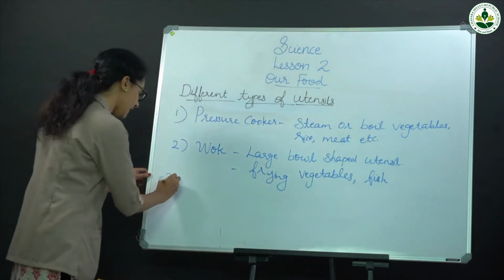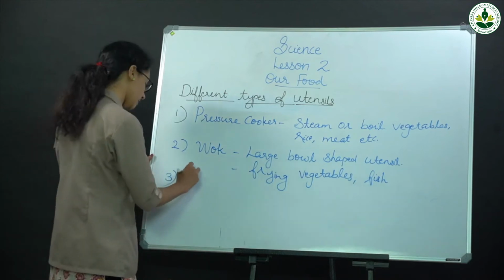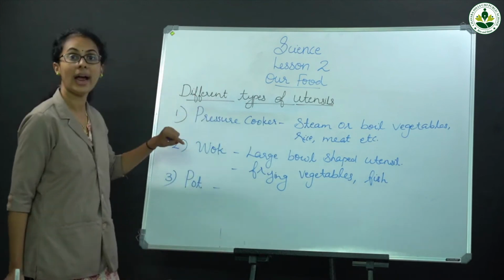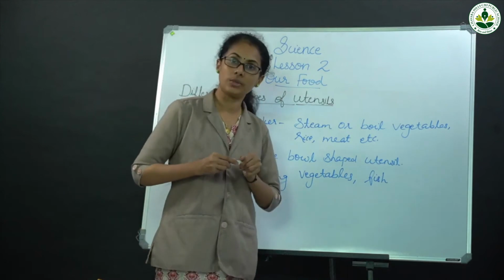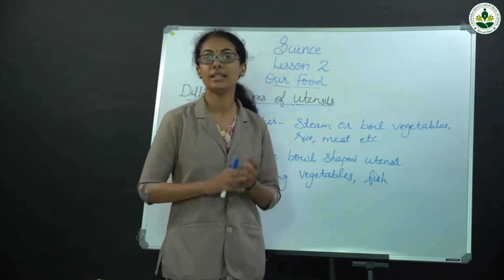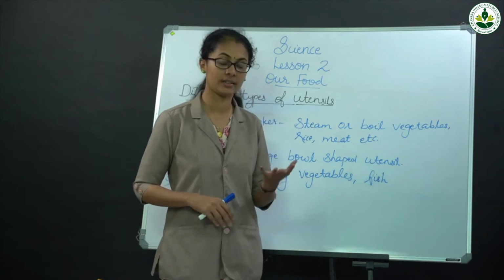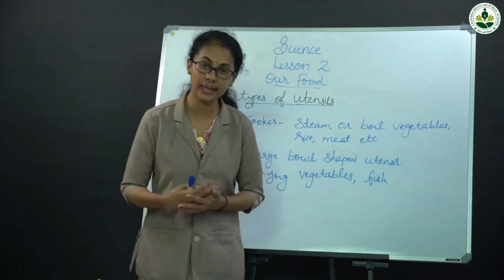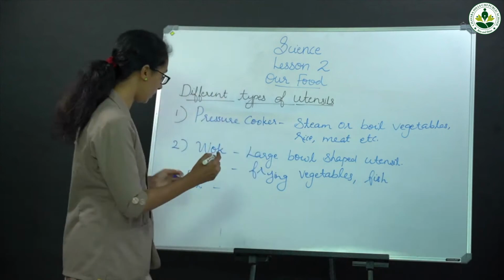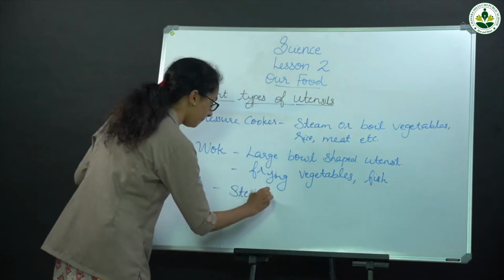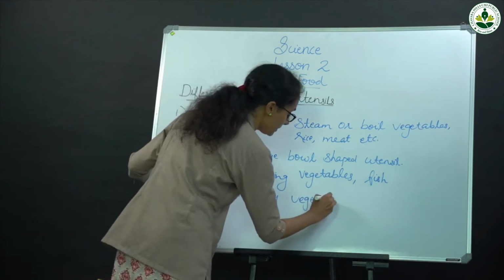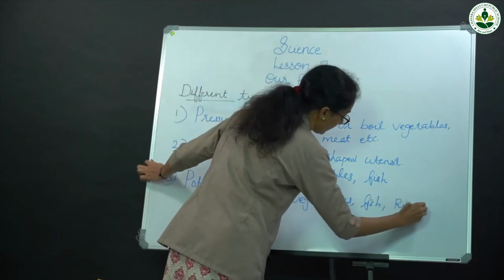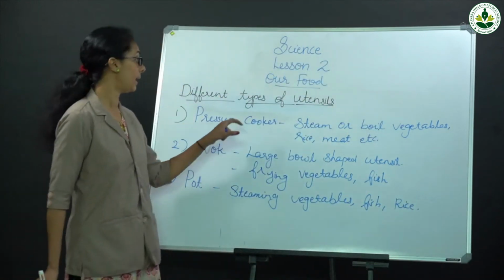The third one is the pot. A pot is used for steaming and boiling vegetables, meat, fish, rice, etc. These are the three main types of utensils.